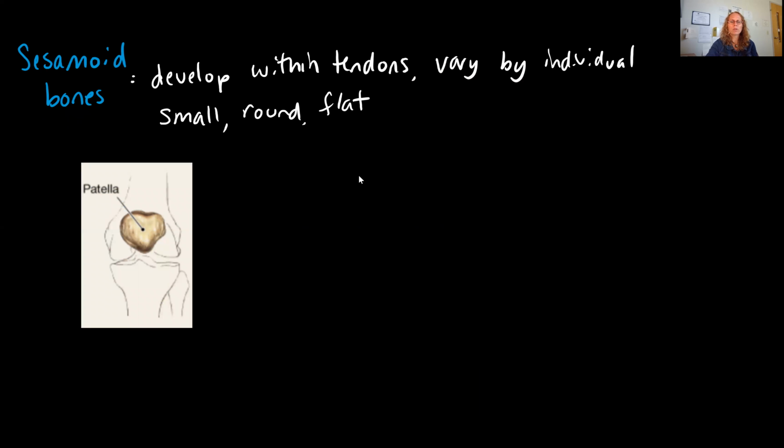Our last type of bone is called the sesamoid bone, and these are characterized as developing within tendons. There is a variation in number of these, individual to individual, but we all have the patella, which is what we commonly refer to as our kneecap. So this one is universally found, and so this is a great example of a sesamoid bone.